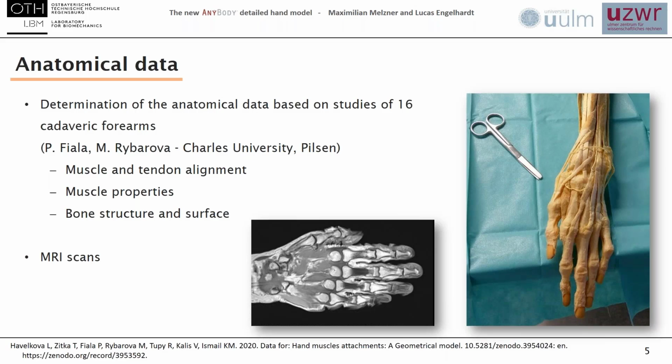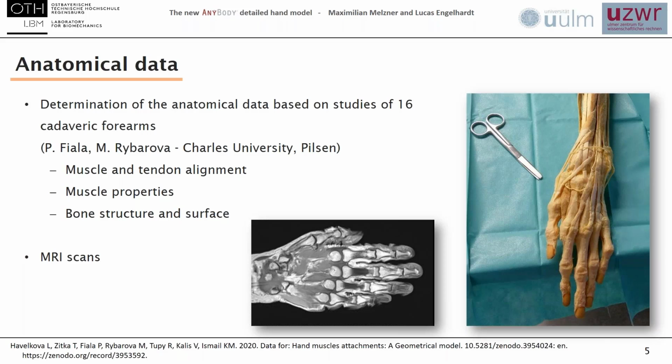As a first step, our partners from the university in Pilsen conducted a study obtaining the necessary anatomical data. This study included a dissection of 16 cadaveric forearms and magnetic resonance imaging scans. Through this study, the patient-specific bone surface and muscle properties like physiological cross-section area, muscle length, wire origin and insertion points, as well as the alignment of the muscles were obtained. The whole dataset, including a short description of the data obtaining procedure, is freely available. The mean values of the 16 measured samples were calculated and implemented into the model. Further, the muscle alignment was obtained according to the MRI scans of one exemplary cadaveric specimen.